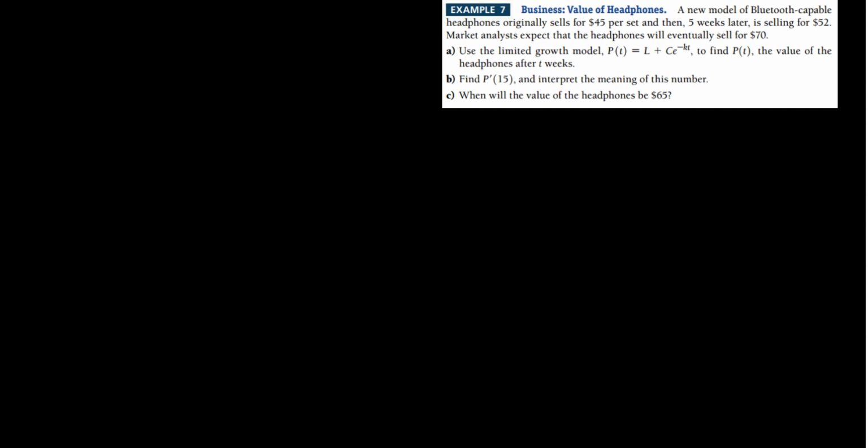it down and we'll see what we have to find, because this is one of those equations. So I'm just gonna rewrite the equation that's given to us. It says use the limited growth model. All right, so the equation is P of T is equal to L, which is my limiting value, plus C e to the negative kt. And we want to find the value after t weeks.